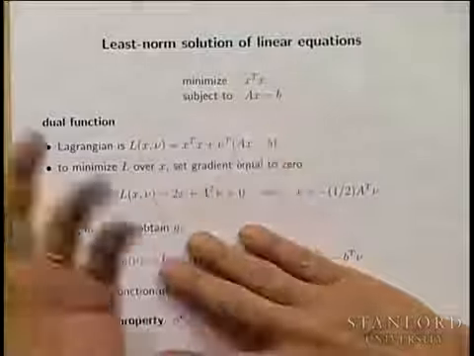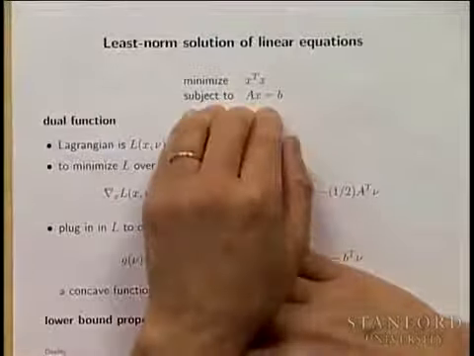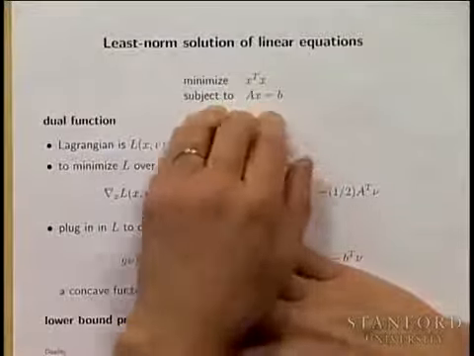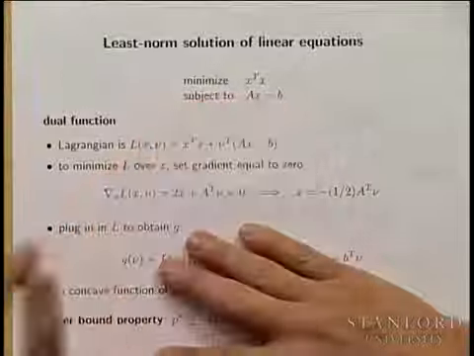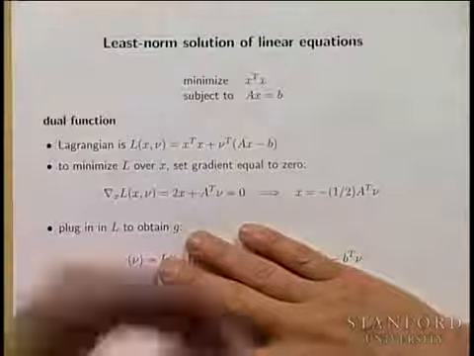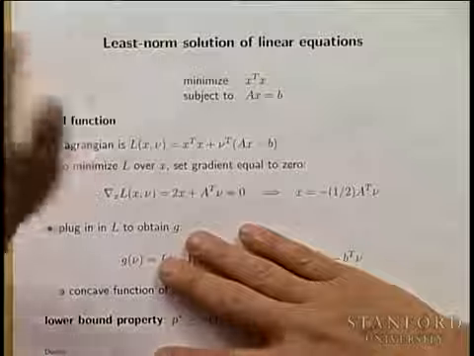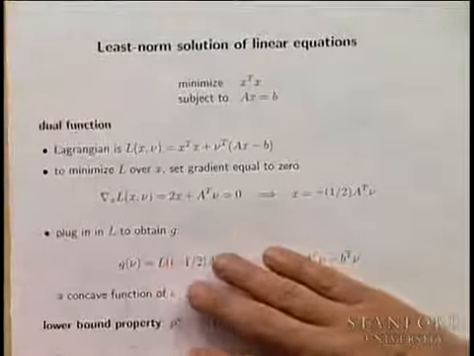Let's do least norm solution of linear equations. So here, now of course, this is stupid. We know how to solve this problem analytically. Doesn't even matter what the solution is. We know everything there is to know about this. But just as an example, let's see how this works.